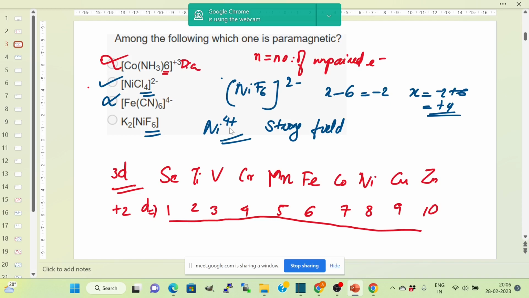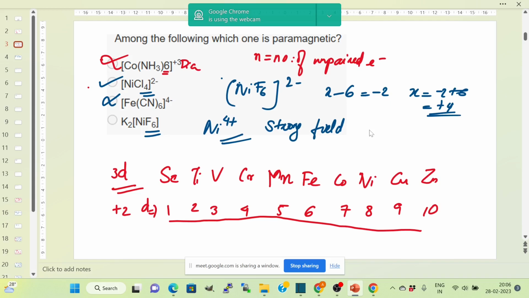Because of that, nickel 4 plus will be a much smaller ion, so it will interact much more strongly with the ligands. Therefore, the crystal field will be split very much. So even with a weak field ligand like F, nickel 4 plus will act like it is in a strong field. Even a weak field ligand like F acts like a strong field ligand in the presence of a high oxidation state metal, for example 4 plus.